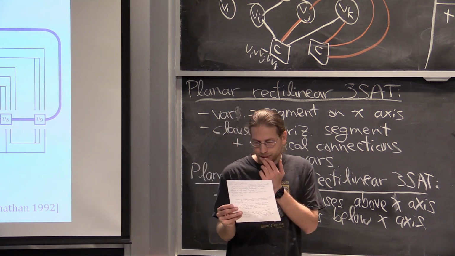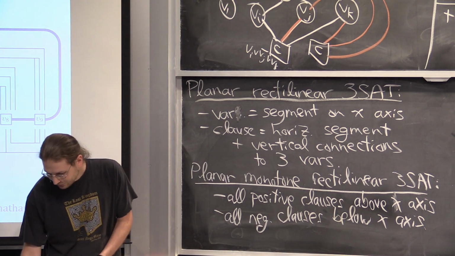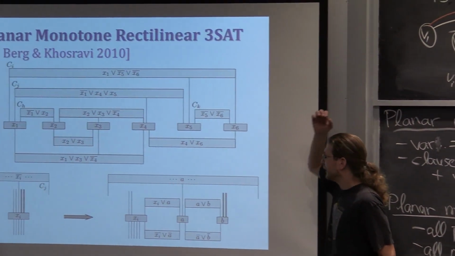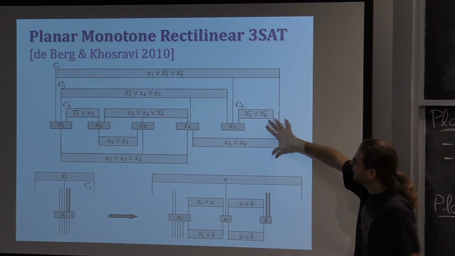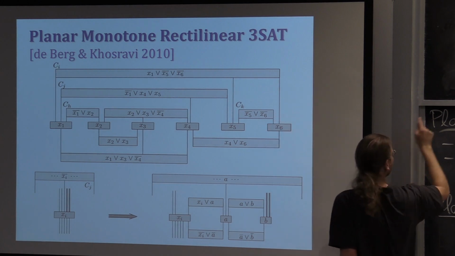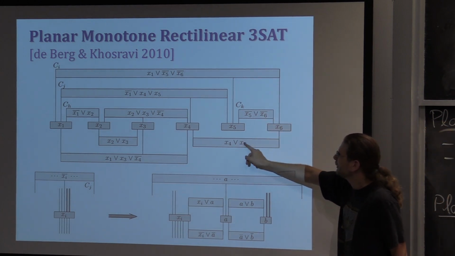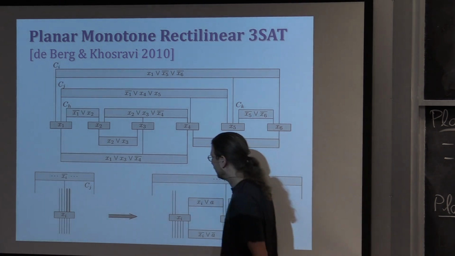Cool. All right, so planar monotone rectilinear 3-SAT. So the idea is, here's an explicit example, though it's not going to be modified. It's just another example of planar rectilinear 3-SAT without the monotone. You see there's negations above, lack of negations below. And here is the trick to fix things.